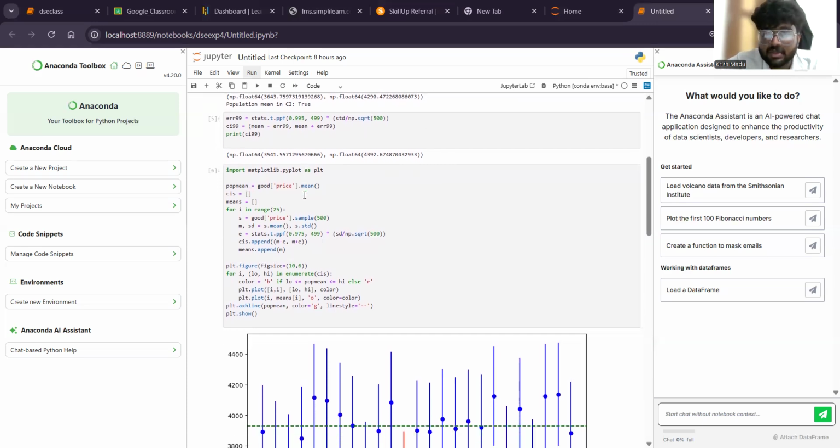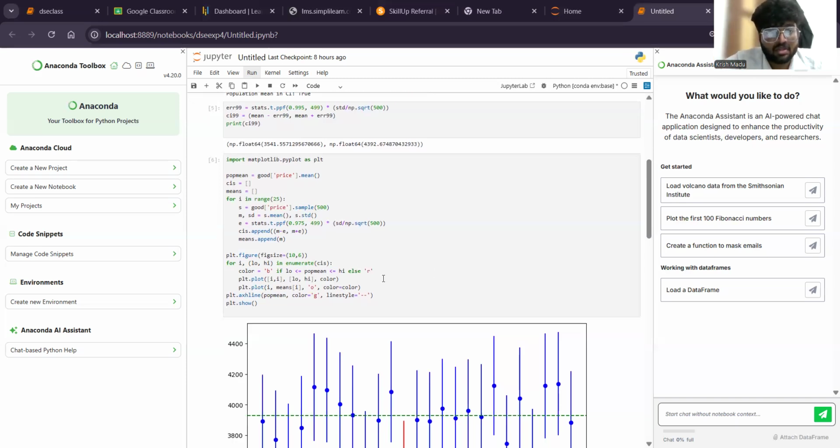After that, question number 6. Here we have to calculate and plot the confidence intervals for 25 trials, where the sample size is 500, and check the results as 95% confidence intervals for the price column and observe the results. So step 1, we are going to perform 25 iterations, where each time, this is the thing I am explaining now.